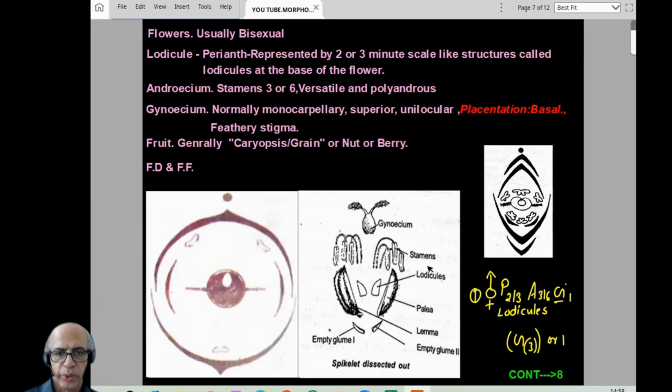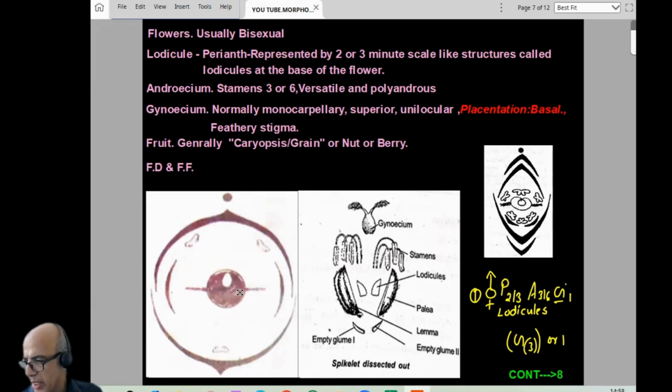Androecium, monocots, so usually 3 or multiples of 3. It is 3 or 6, versatile and polyandrous. Gynoecium, normally monocarpellary, superior, unilocular. Placentation is basal. So the previous family and this family both basal. And feathery stigma, to attract pollen grains coming through air. Fruit generally called caryopsis or grain. That is the main item, or sometimes it can be nut or berry.